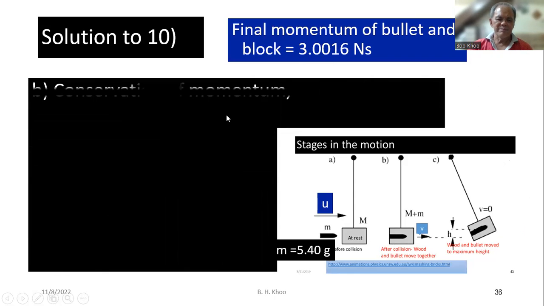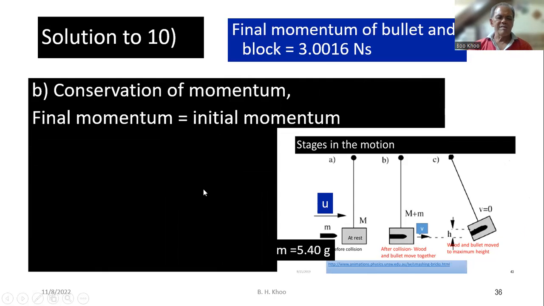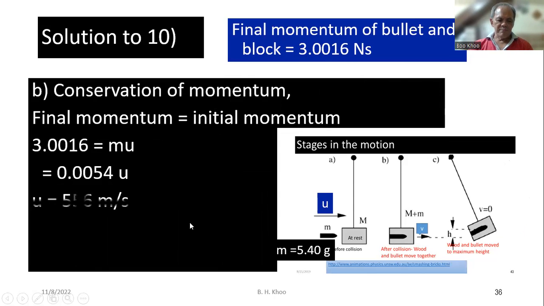Then conservation of momentum. We want to find the initial speed. Final momentum equals initial momentum. That's the final one. Initial is just mu. The block's part is 0 because it's not moving. Put your mass of bullet inside, converting it to kilogram. Using a calculator to calculate.